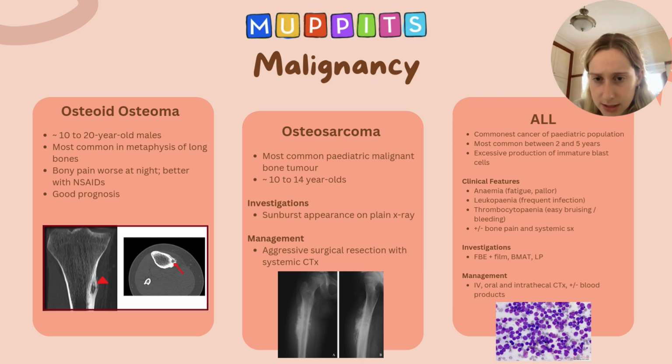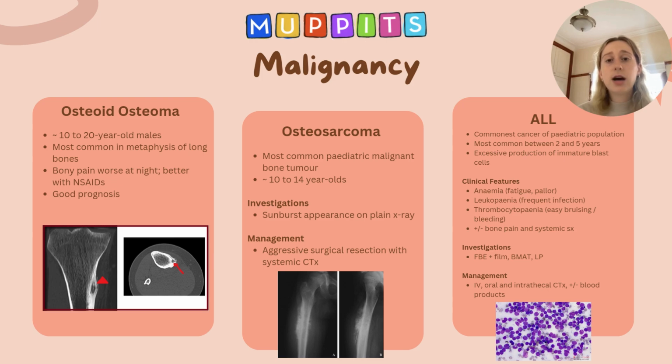And then I'm guessing this is a CT, and you can also see that little outgrowth there that the arrow is pointing to. So these children might complain of bony pain that's worse at night and better when they have anti-inflammatories as well. It typically has quite a good prognosis.